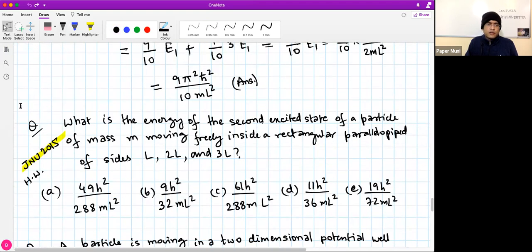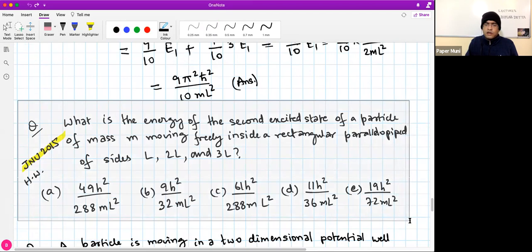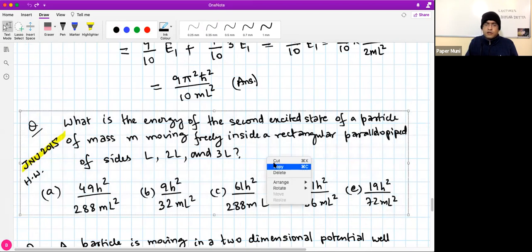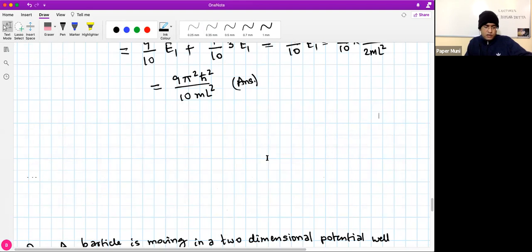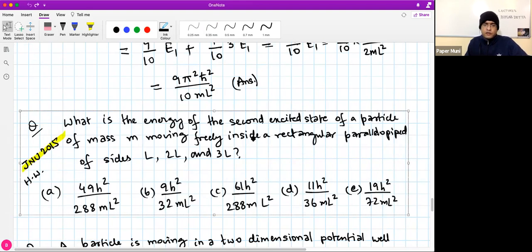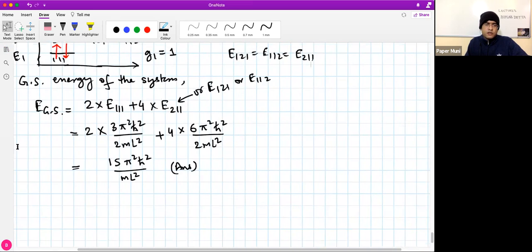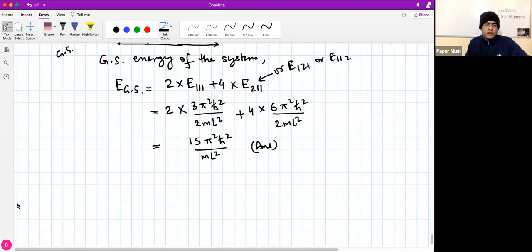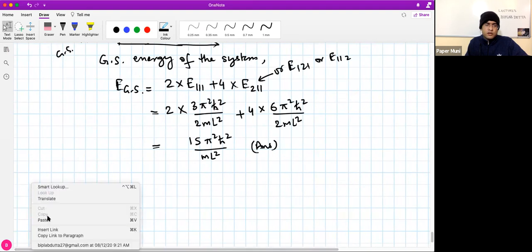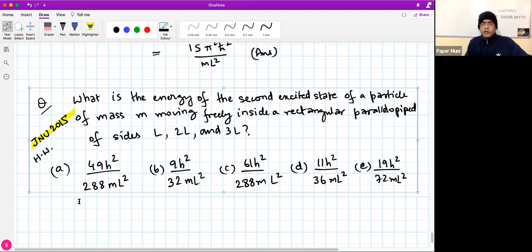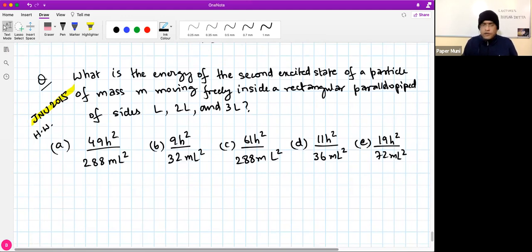Let's take this question and discuss it. That will clarify all your doubts. Yeah, so it says that you have this state, this configuration. We already know what the question was.